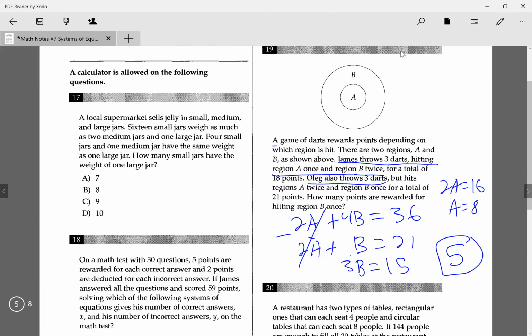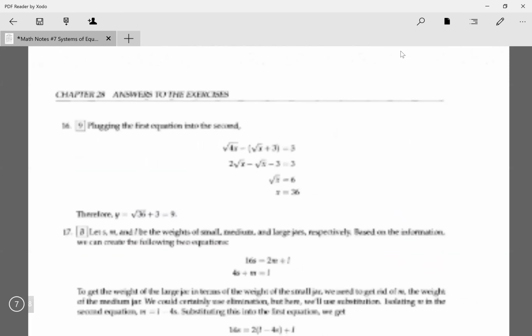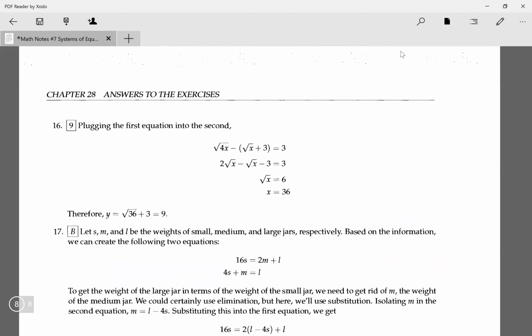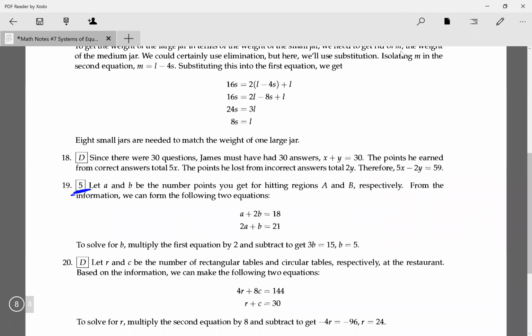Now we see this work out. 8 plus 2 times 5, which is 10. So 8 plus 10 is 18. So that's the right answer. And again, like I keep saying, if you're not sure about a question, you can go to the very end and see that the answer is 5.